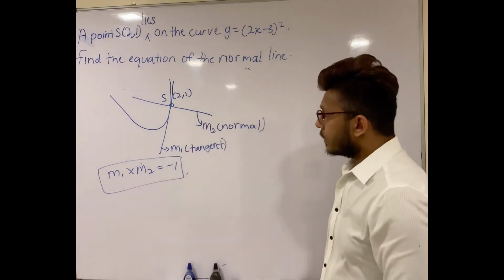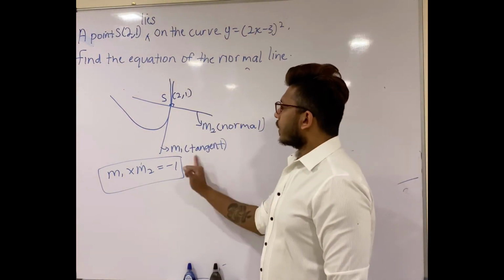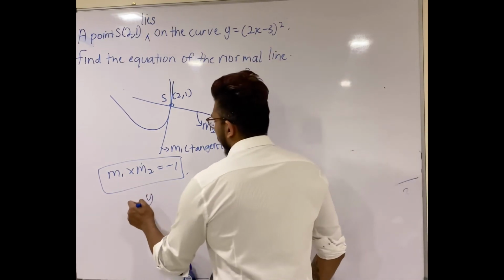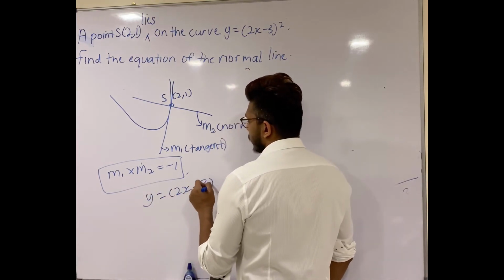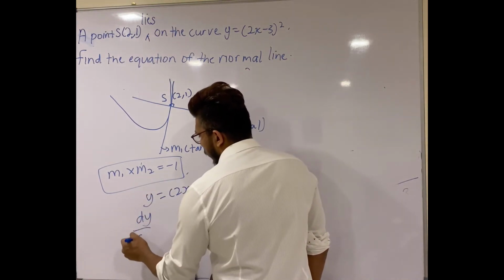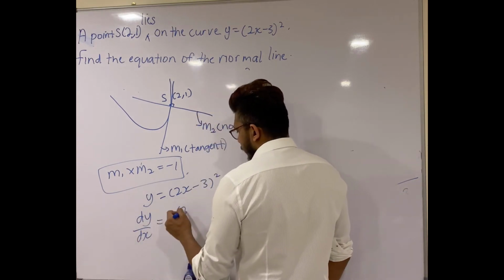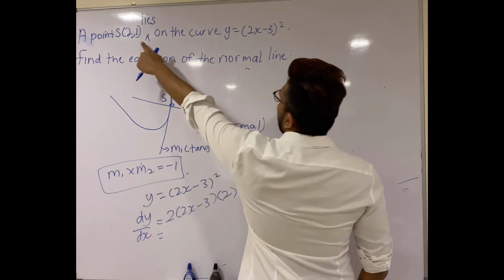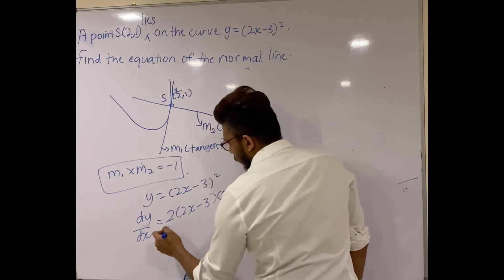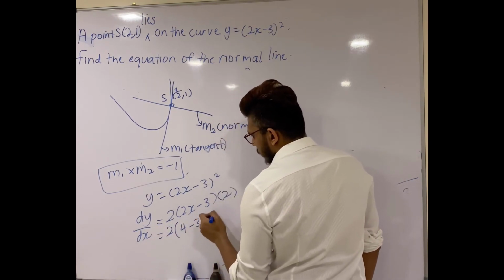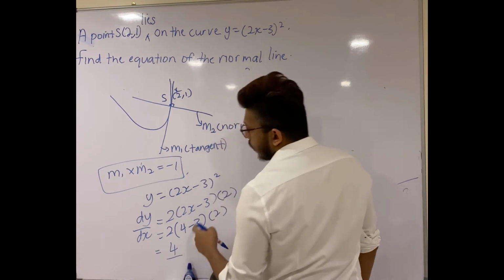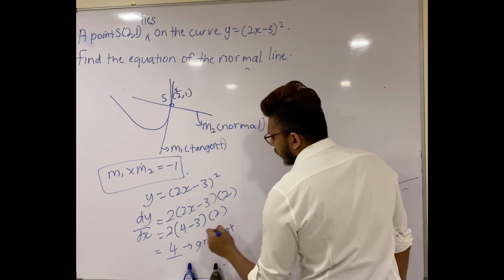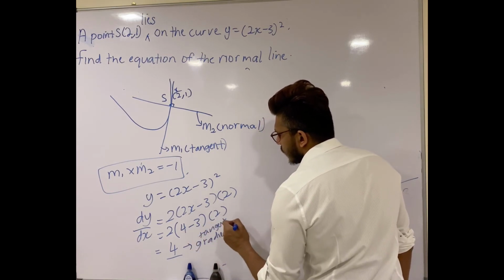So now what I am going to do is, first I'm going to try to find the gradient of the tangent. We have done that earlier, correct? Just take the equation and differentiate it. So y = (2x - 3)². I'm going to use the composite rule here. So dy/dx is 2(2x - 3). Differentiate the inside, you get 2. We know the x value here is 2. Substitute that. We get 4. 4 is the gradient of the tangent, which is M1.